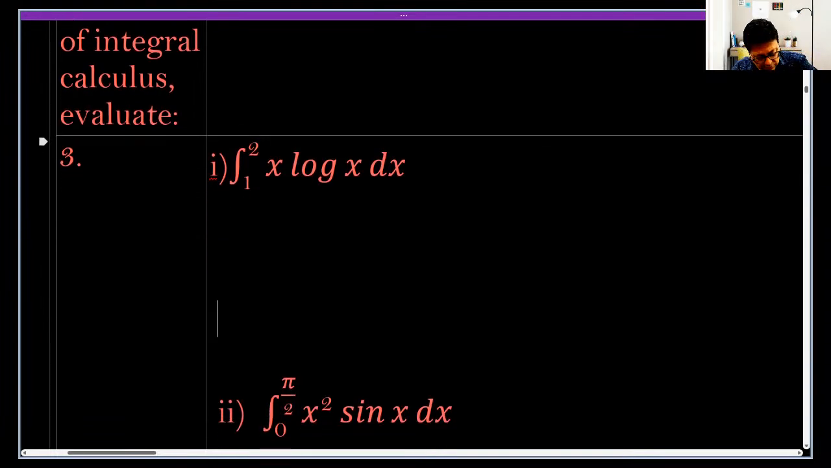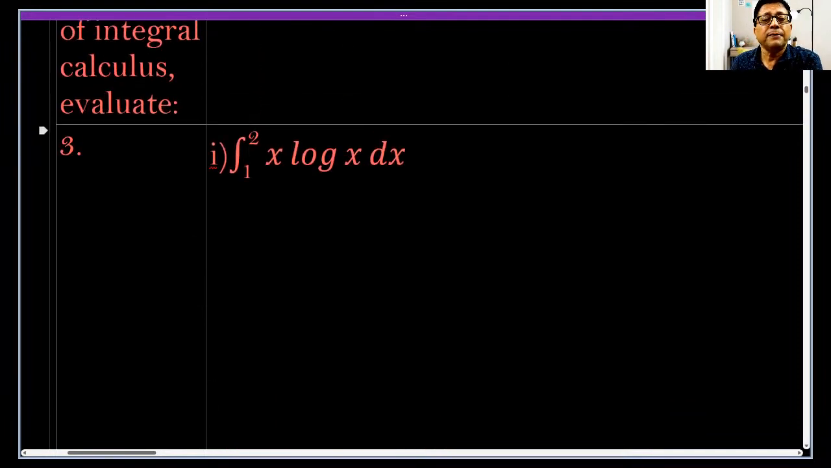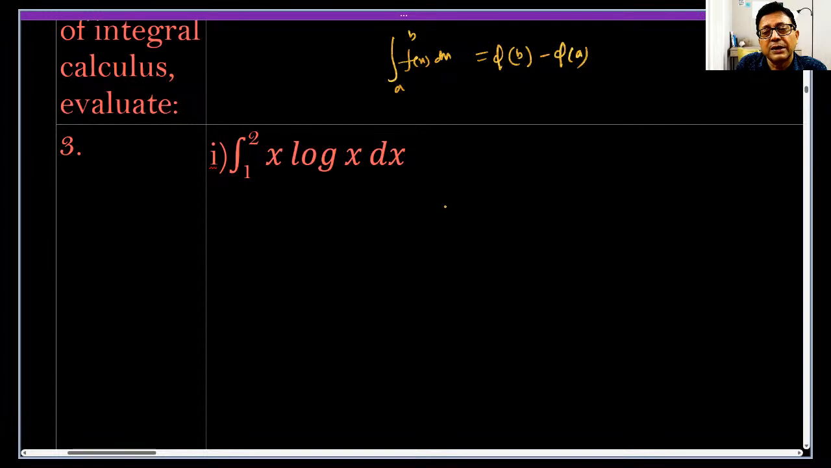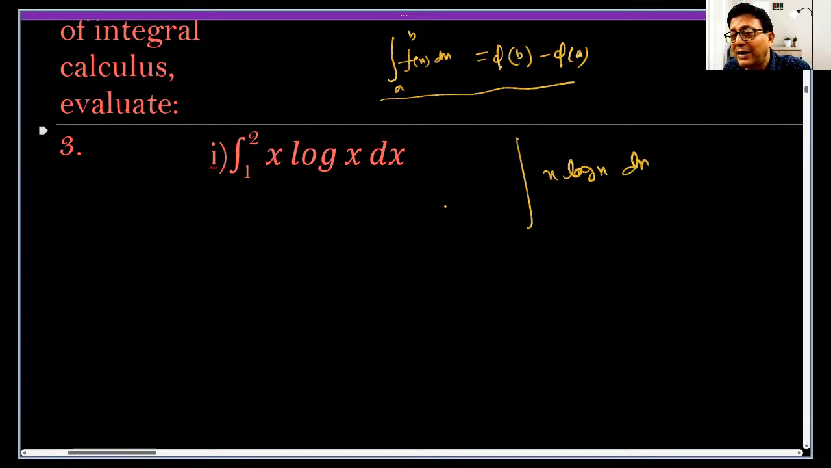I will be showing you just a few sums, how to get it by the fundamental theorem of integral calculus, that statement 2, that when you integrate f(x) dx from A to B it is phi(b) minus phi(a). So you have to find this phi(x), and that phi(x) we can get by the ordinary rule of integration. We can do it this way: x log x dx. If you integrate, then phi(x) will come.